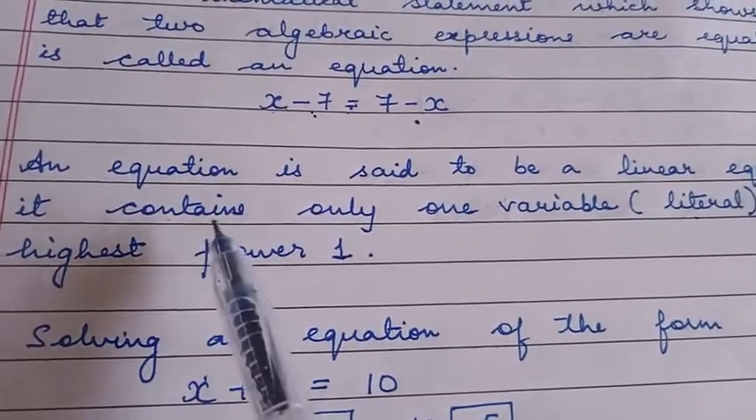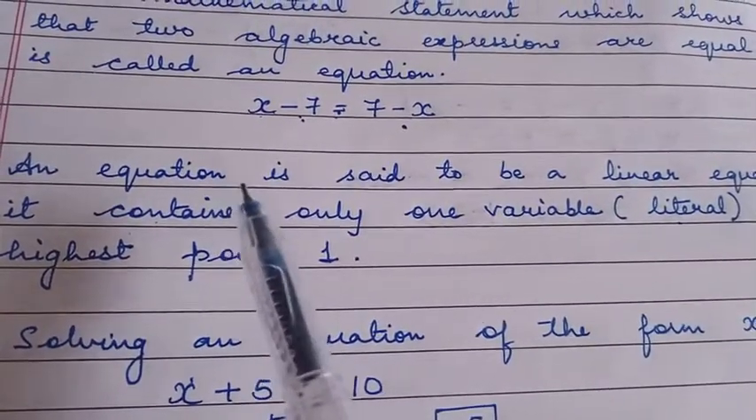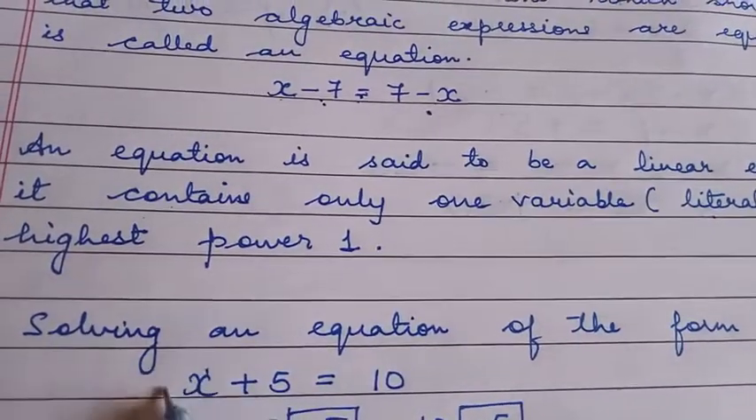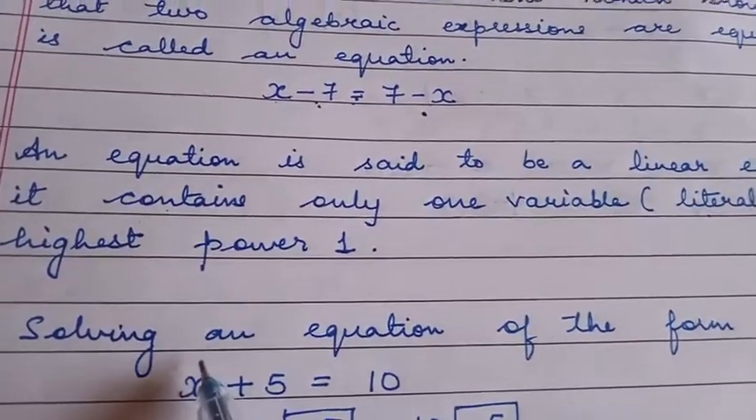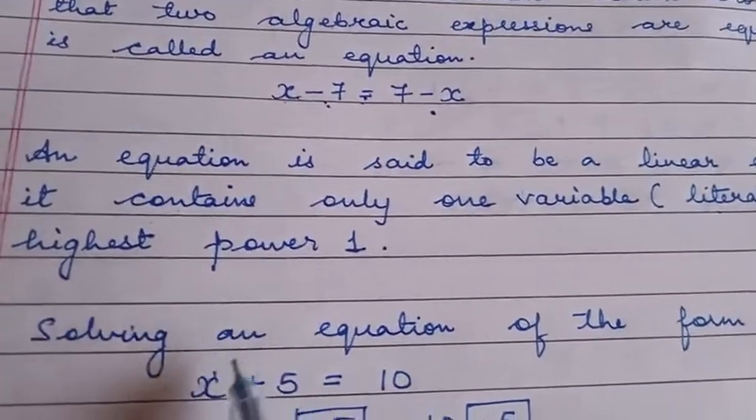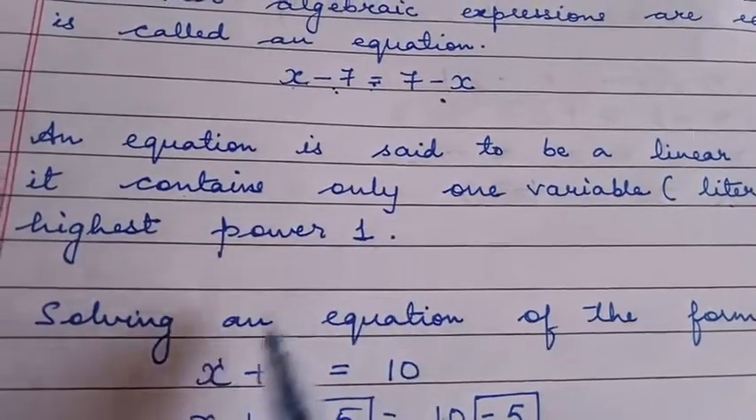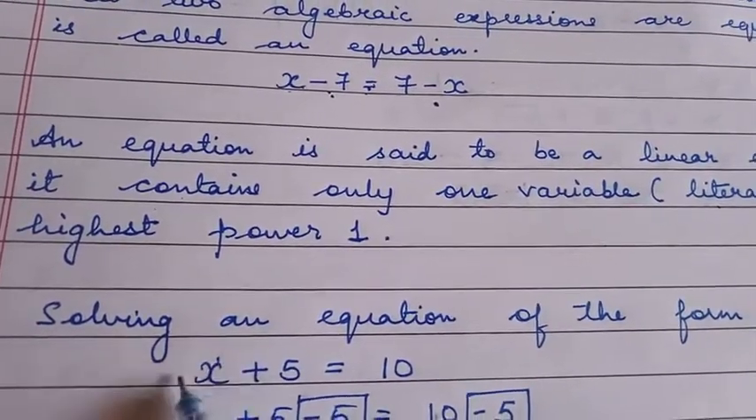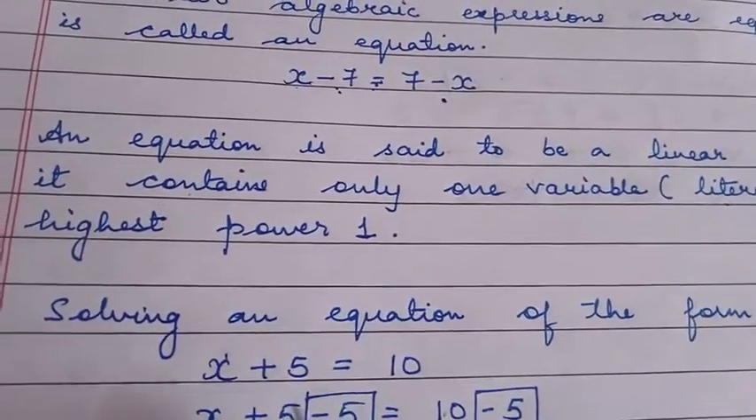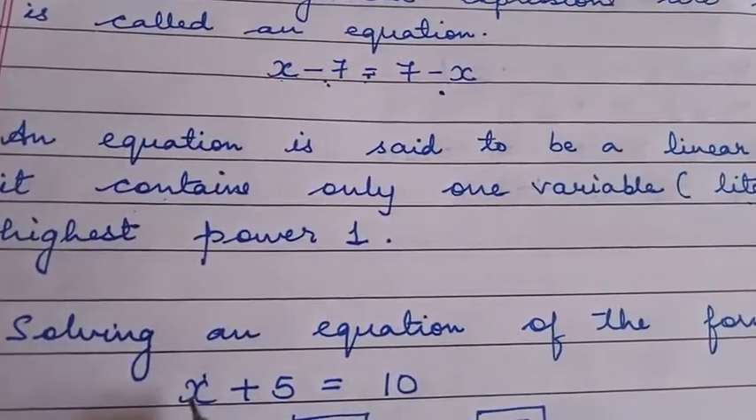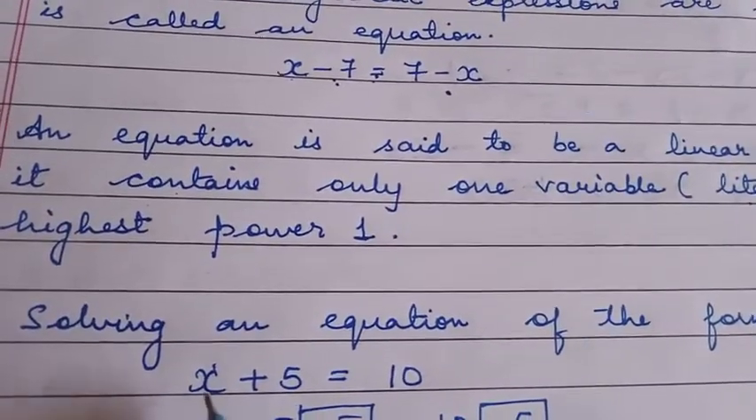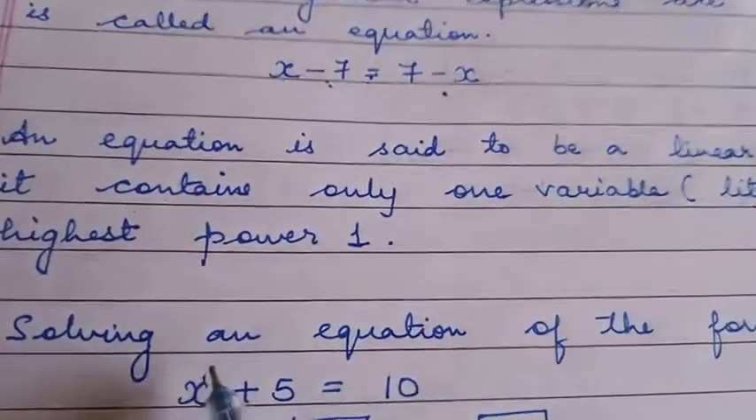So what is linear equation? Linear equation will have one is equal to sign. Second thing, it will have only one variable, one type of variable. And third thing, it will have highest power of 1. Means the degree of this equation will always be 1. Or we say the variable will have 1 as its index or exponent or power.